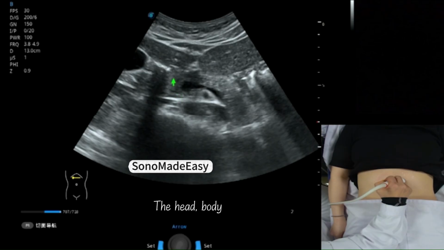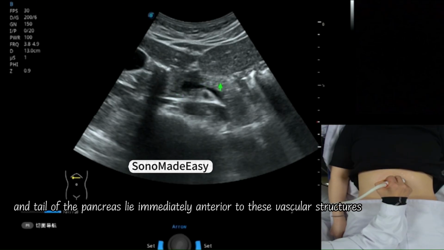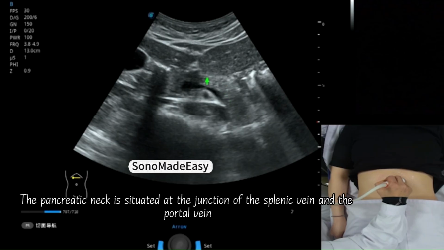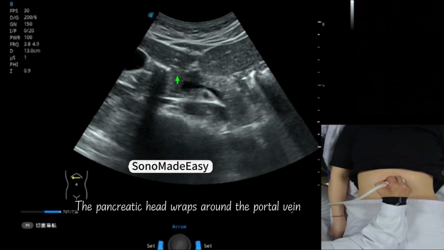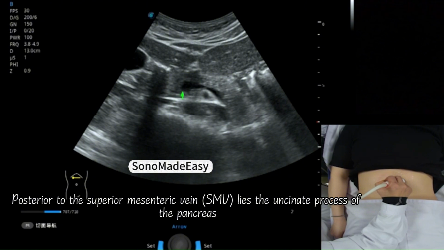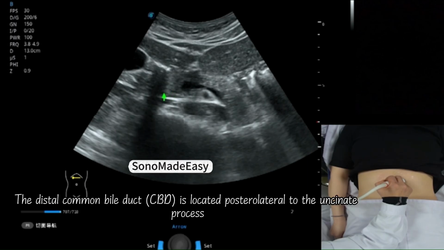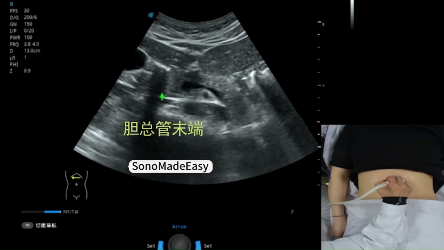The head, body, and tail of the pancreas lie immediately anterior to these vascular structures. The pancreatic neck is situated at the junction of the splenic vein and the portal vein. The pancreatic head wraps around the portal vein. Posterior to the superior mesenteric vein (SMV) lies the uncinate process of the pancreas. The distal common bile duct (CBD) is located posterolateral to the uncinate process.